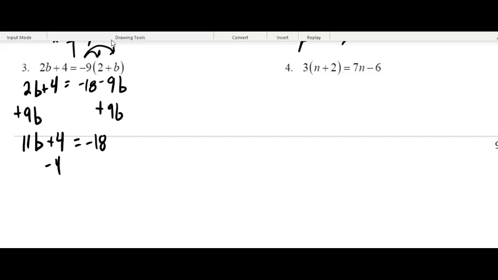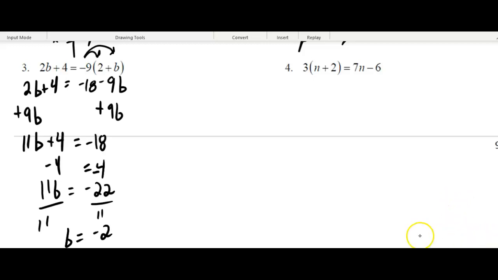Okay, I'm going to subtract 4. Subtract it. And that gives me 11b equals negative 22. Divide by 11. Final answer, b equals negative 2. If you did a quick check here at the top, you would see that actually both sides equal 0 when you plug in negative 2. So each side is equal, and you're good to go.